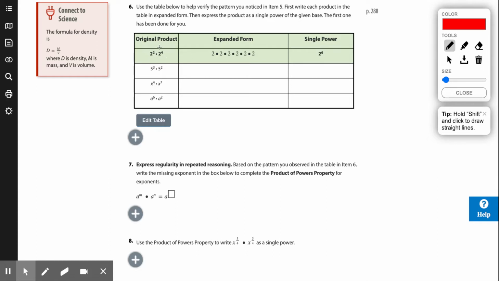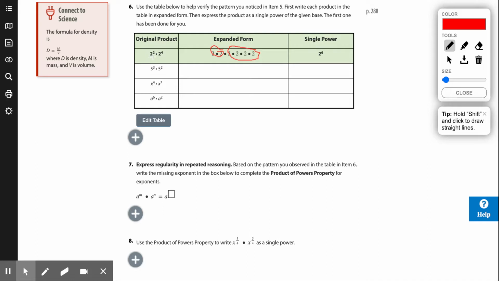Well, 2 to the second power means you're multiplying 2 times itself twice, 2 times 2. And then 2 to the fourth power means you're multiplying 2 times itself 4 times. And then you multiply both of them together, you have it right here. 2 times 2 times 2 times 2 times 2 times 2. And so you end up with 2 to the sixth power, because now you have 6 2's being multiplied together.